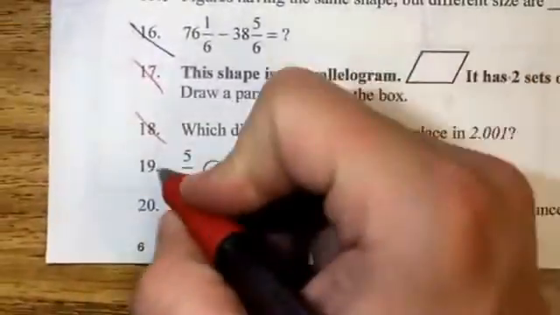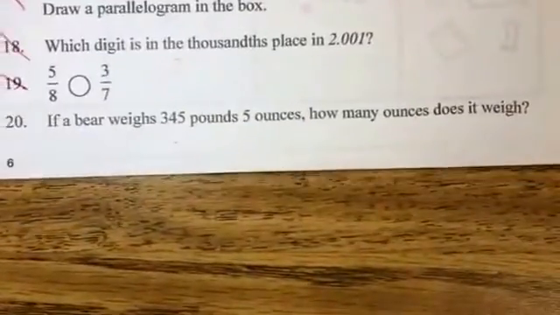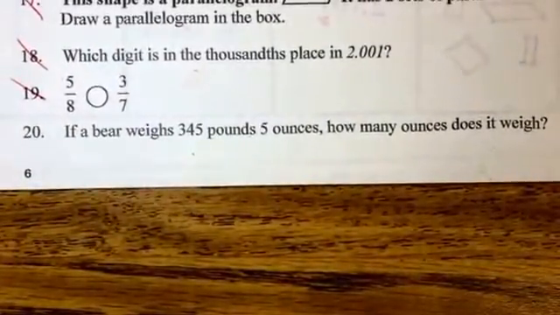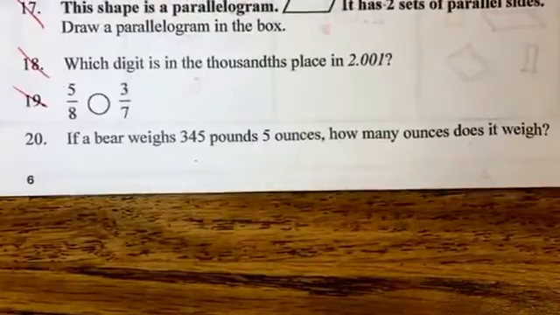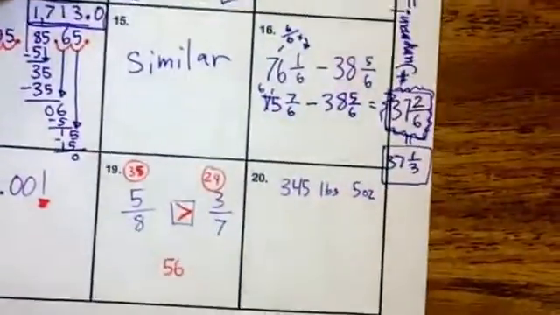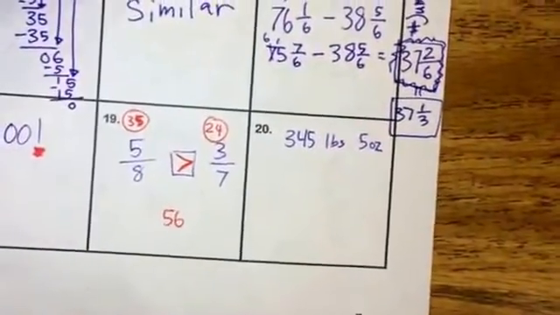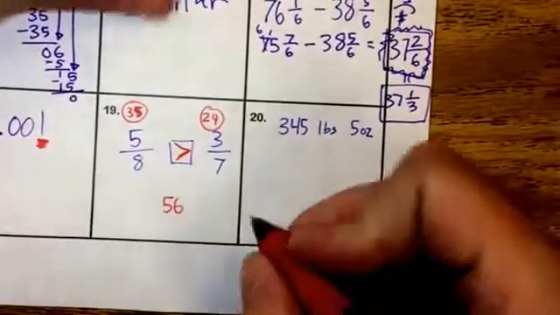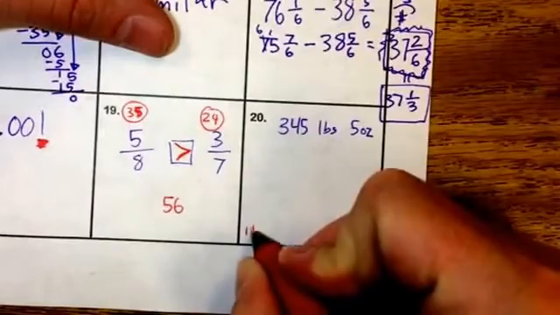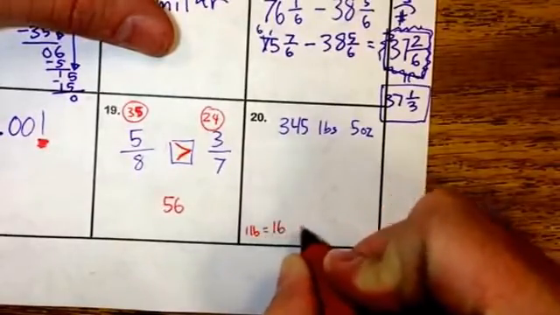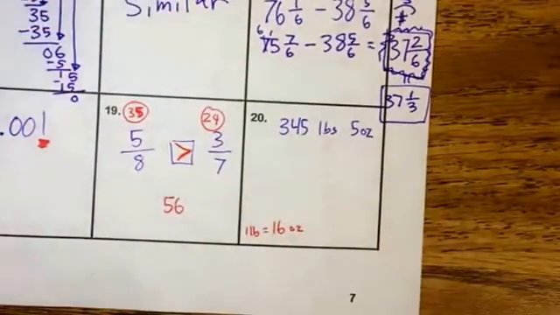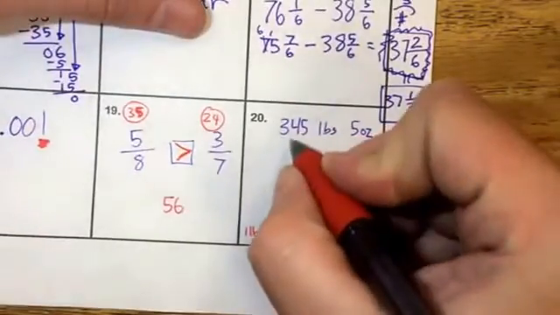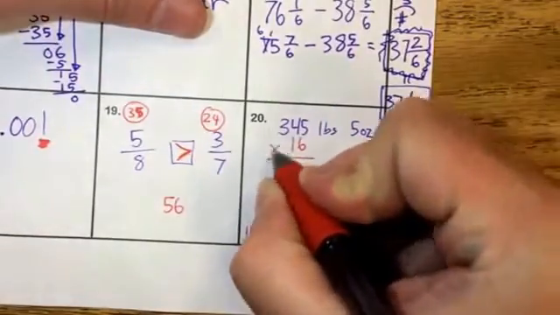And then finally, last but not least on our bell ringer, if a bear weighs 345 pounds, 5 ounces, how many ounces does it weigh? Well, this is one of those problems where I have to know that 1 pound equals 16 ounces. And since I know that, I can take 345 and multiply that times 16.